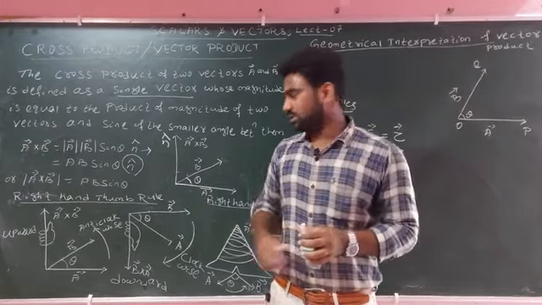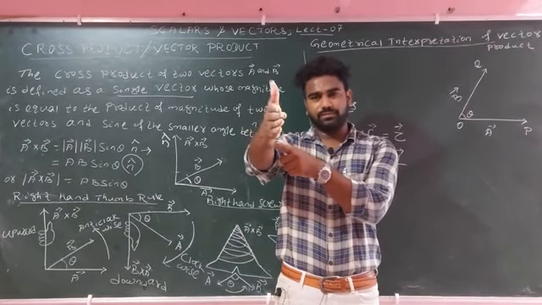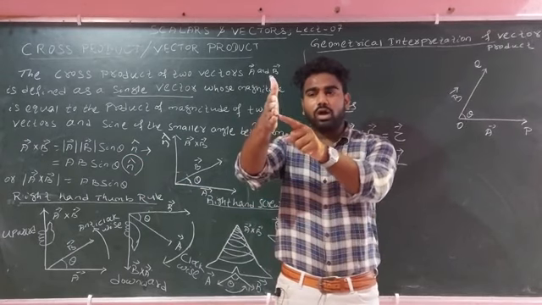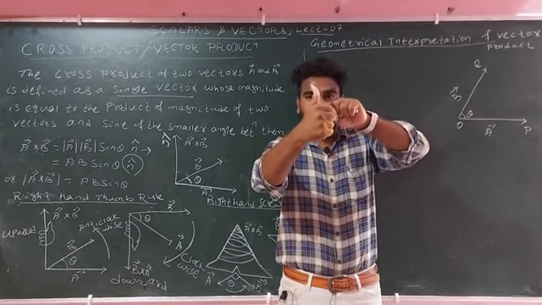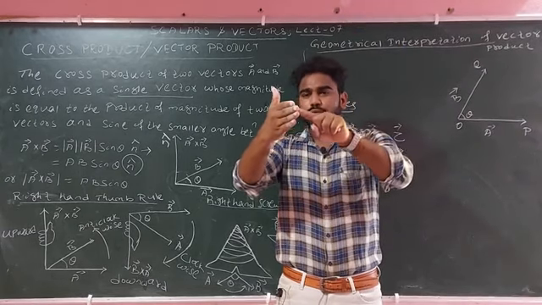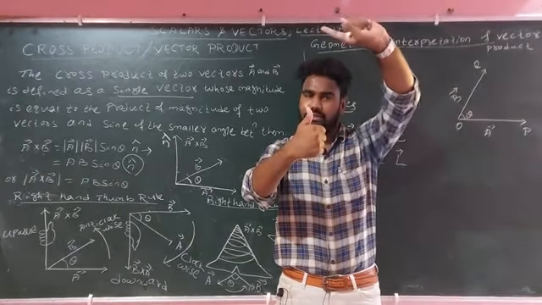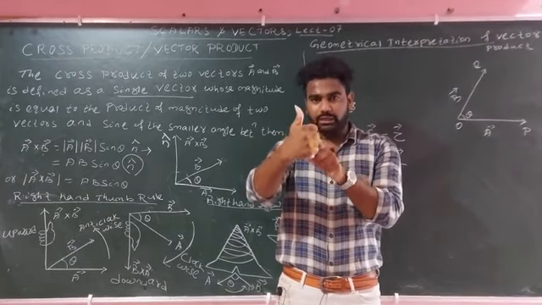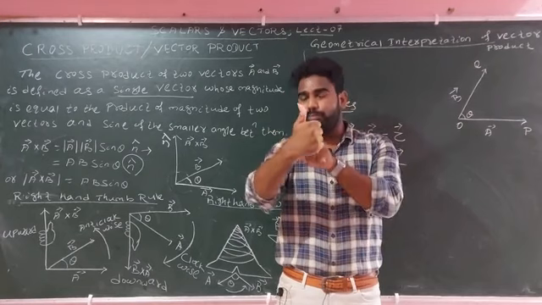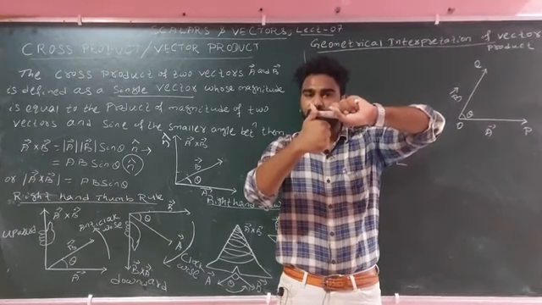The right hand thumb rule states that, this is my right hand, if we curl the fingers of the right hand, keeping the thumb erect, meaning a straight line, in such a way that the fingers turn from vector A to vector B through a smaller angle, then the thumb gives the direction of A cross B.